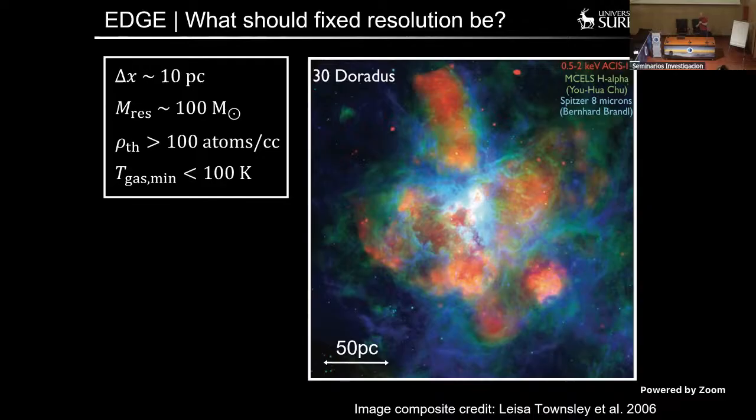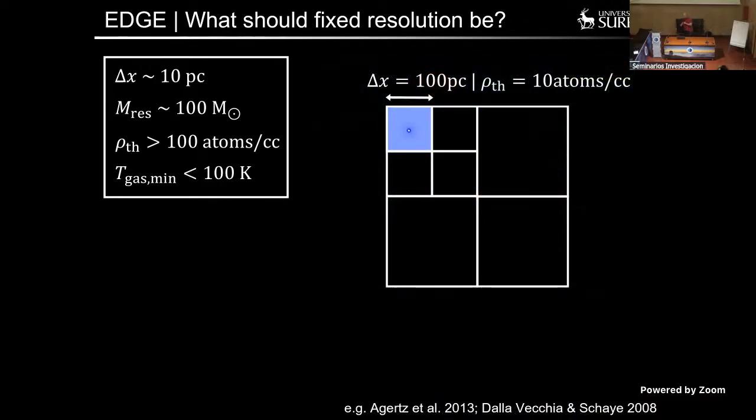The second argument is the overcooling problem. And this is something that, again, is not new. It's well known in the field. But this is basically that, well, let me illustrate it with this picture here, right?